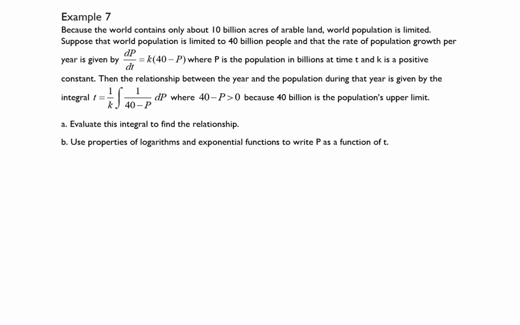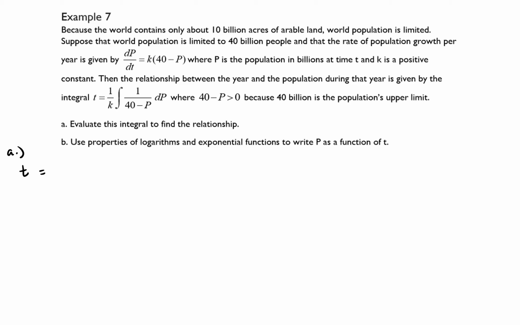Then the relationship between the year and the population during that year is given by the integral t equals 1 over k times the integral of 1 over 40 minus p dp, where 40 minus p is greater than 0 because 40 billion is the population's upper limit. Part A says evaluate this integral to find the relationship. So this is part A.